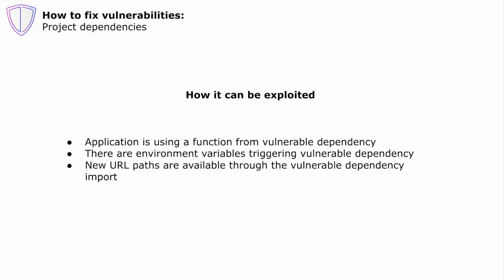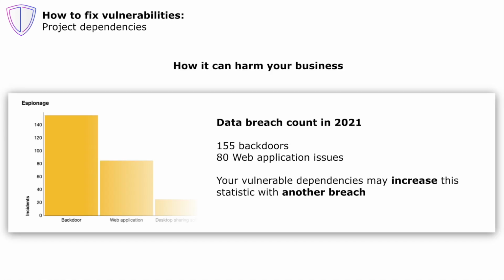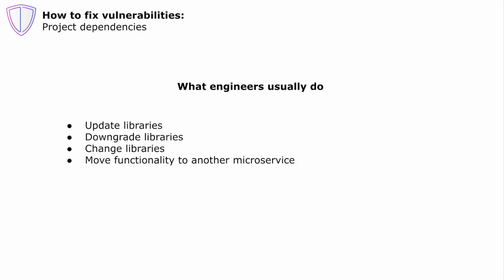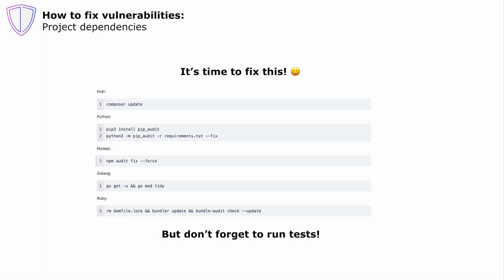If an application is anyhow relying on a vulnerable dependency, you are ending up dramatically increasing the chance of exploitation of different vulnerabilities. Vulnerabilities from project dependencies can cause serious damage to our business. Leaving your dependencies outdated can add up to the statistics of data breaches. What engineers usually do? They update libraries, downgrade libraries, change libraries, and move functionality to another microservice.